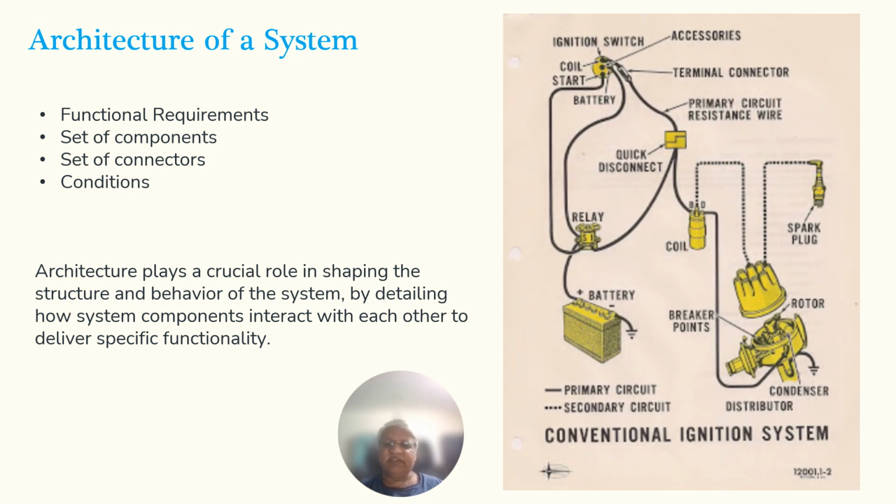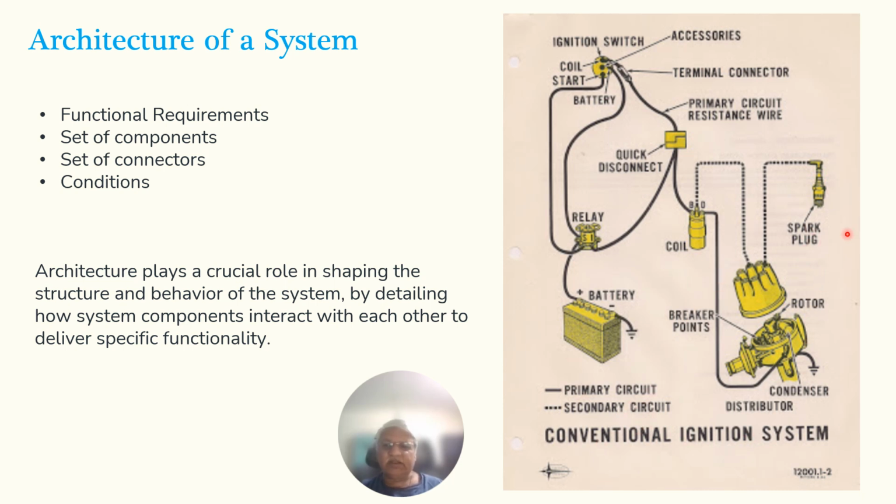So let us take the Ford Mustang 1966 ignition system. In this ignition system, the main function to be achieved is that once this system is employed in a vehicle, when the ignition is initiated, the car should start. So our vehicle should start.